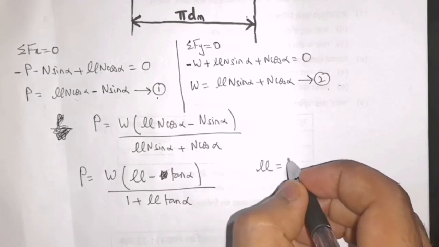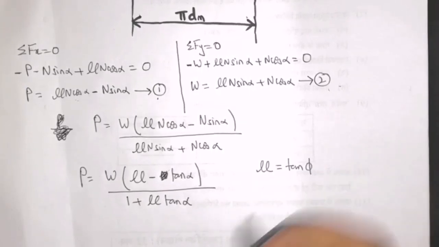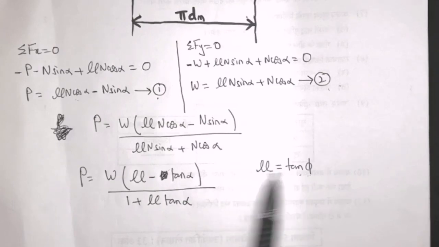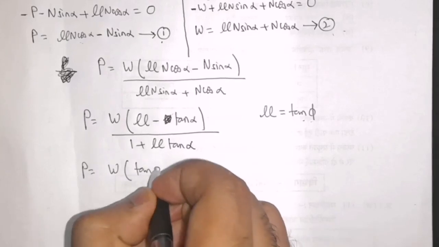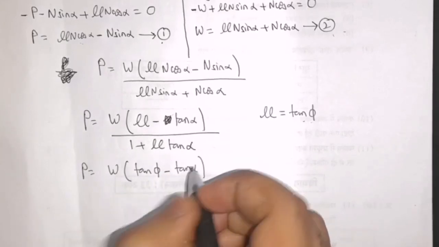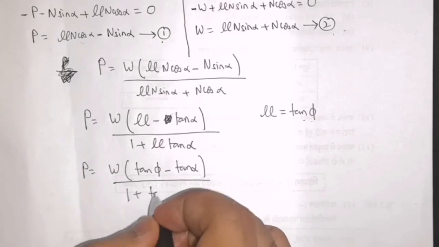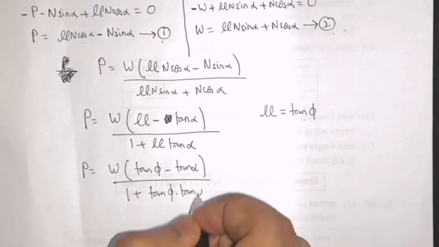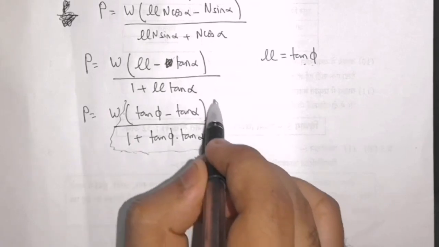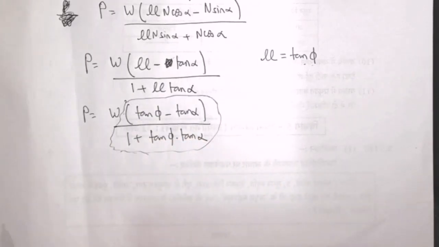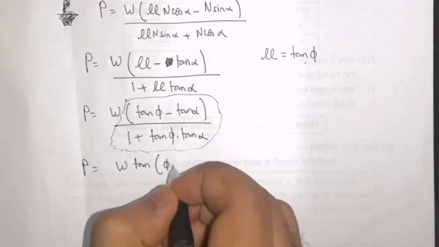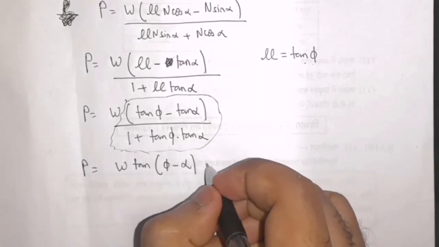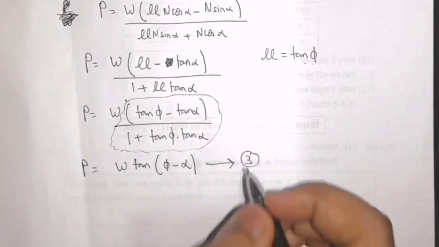Coefficient of friction mu will be equal to tan phi. Substituting mu as tan phi in this equation, I will get P is equal to W into tan phi minus tan alpha divided by 1 plus tan phi tan alpha. This term of the expression is the formula for tan of A minus B. Hence I will write P is equal to W tan of phi minus alpha. Let this be equation number 3.